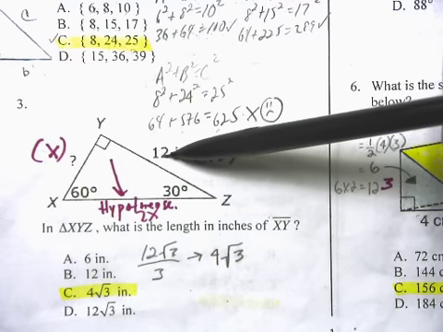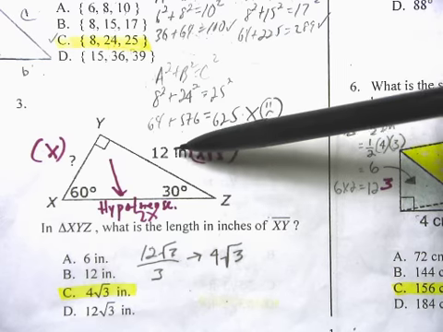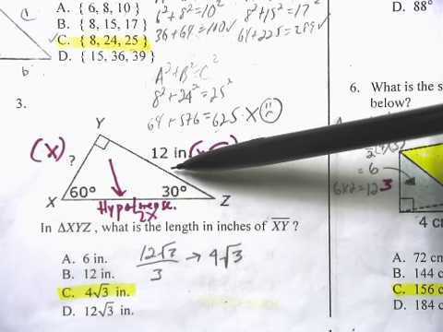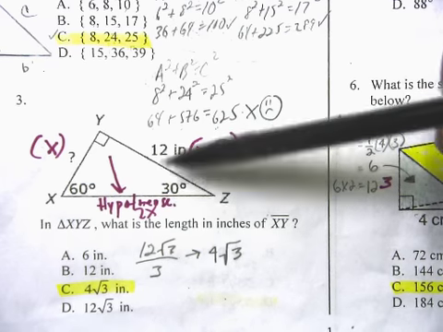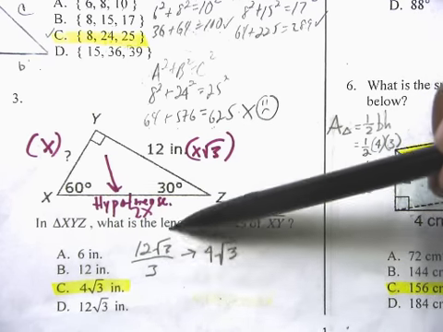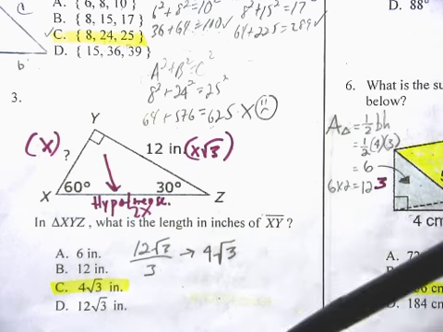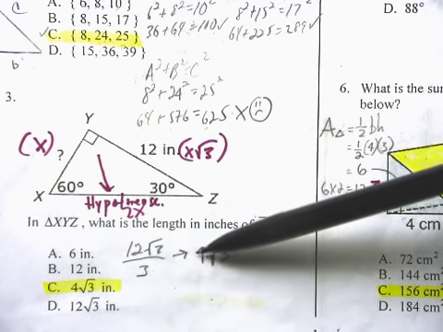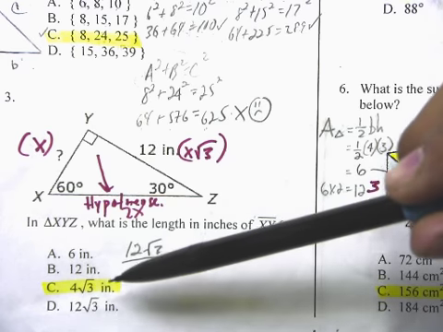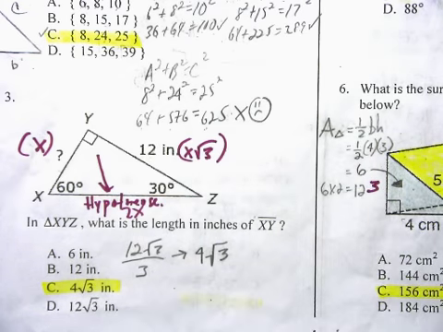So for example here, my long leg is 12, right? There's no square root of 3. So we talked about the rules of dividing by a square root, and we said that when you pull out a square root of 3 from 12, you should get 12 times the square root of 3 divided by 3. And then 12 divided by 3 is going to give me 4. So it's going to be 4 times the square root of 3, which is choice C.